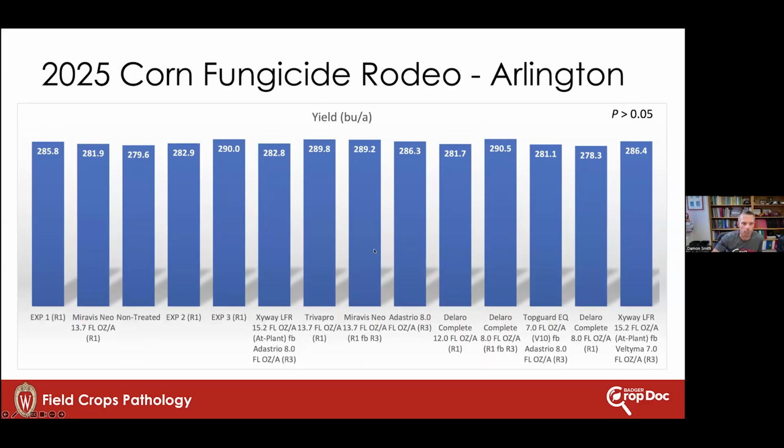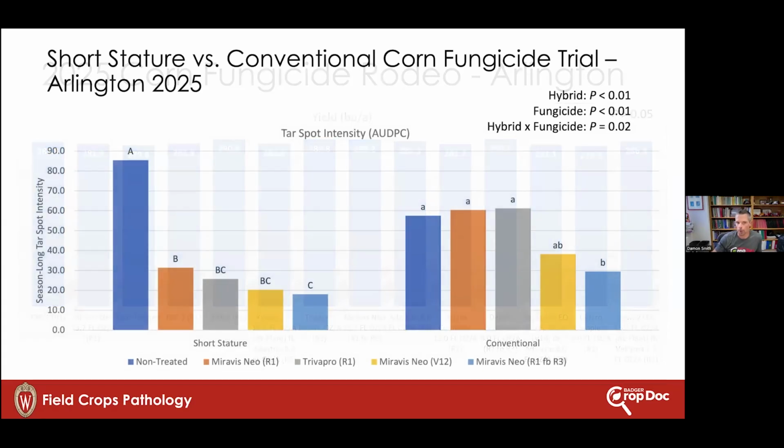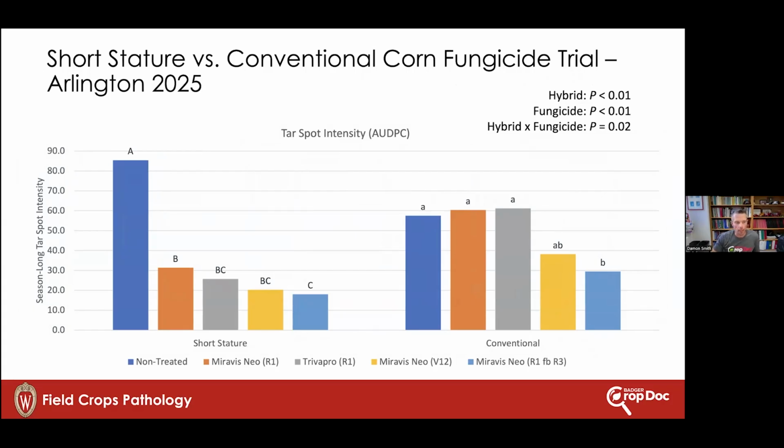The non-treated was down here at around 280, so we're gaining 10 to 15 bushels there, probably getting some decent return on investment out of those products. Been getting asked a little bit about short stature hybrids. We looked at that a little bit last season as well.